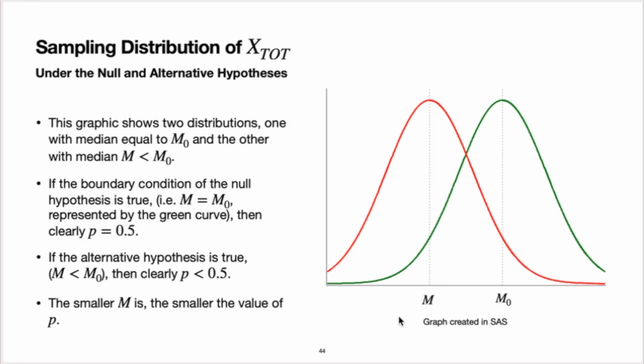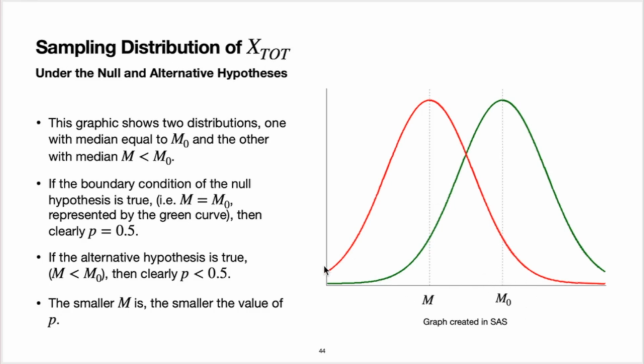Remember that X tote is counting the number of observations that are strictly greater than M sub 0. So we're counting the number of Y observations that are to the right on the number line of this point. Now, if the boundary condition of the null hypothesis is true, in other words, if the population median is equal to cap M sub 0, then the probability of an observation being greater than cap M sub 0 is 0.5, because that's the area under this green curve to the right of cap M sub 0.